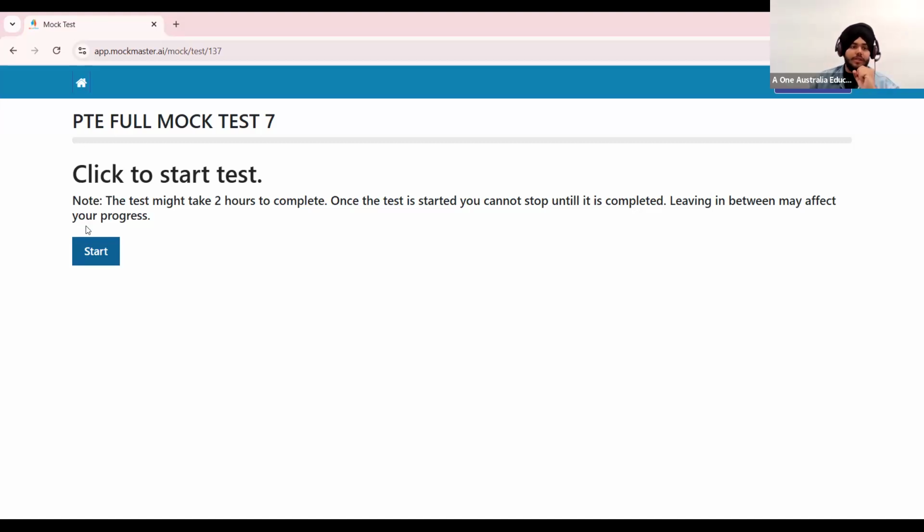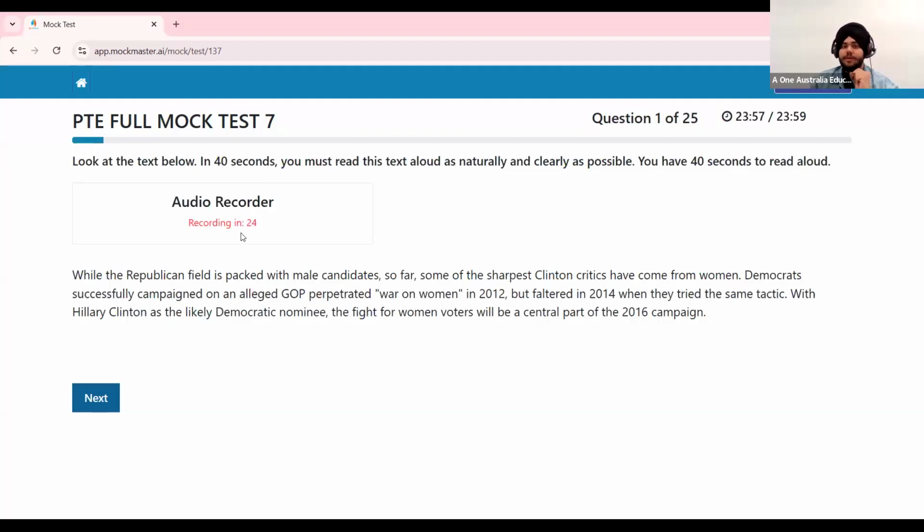So, for example, let's start with the read alouds. You will get 35 seconds for preparation. In our portal, we give you 25 seconds to prepare you in a better manner. In those 35 seconds, you will have to read the whole paragraph and see what words you want to skip. For example, there are some big words, like perpetrated, faltered. These are the kinds of words that I would like to skip if I'm not sure of them. Now, see what I do.